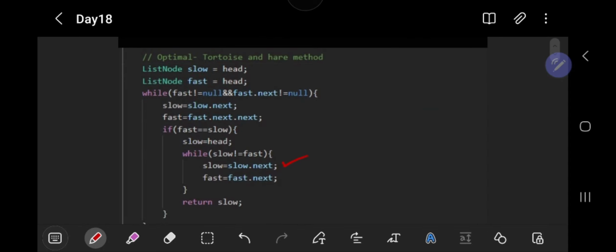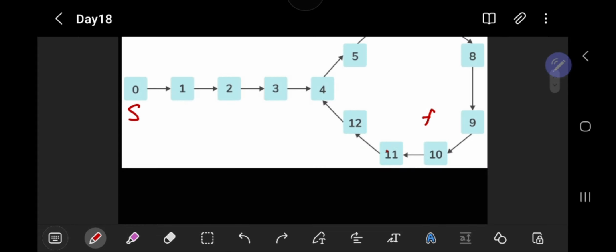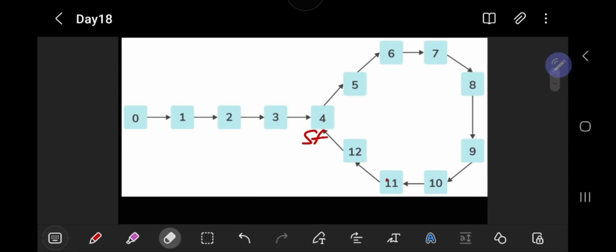Now, what should you do? Just move slow one step further and fast one step further. Slow will be coming from here to here. Fast will be coming from 9 to 10. Slow will come to 2, fast will come to 11. Slow will come to 3, fast will come to 12. Slow will come to 4, and similarly, fast will also come from 12 to 4. See, they are meeting again over the fourth node, or node 4.